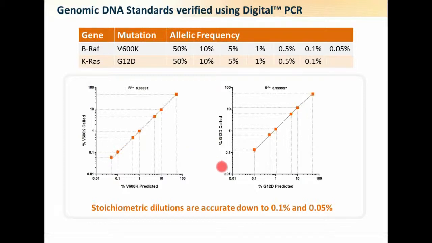Likewise, on the right-hand side, we're taking KRAS G12D and have done similar dilutions from 50%, and here we went down to 0.1%, and again you see the same linear regression. So it gives us great confidence that with the genomic DNA standards, not only are we able to generate standards of 50%, we're also able to generate precise standards with defined allelic frequencies.